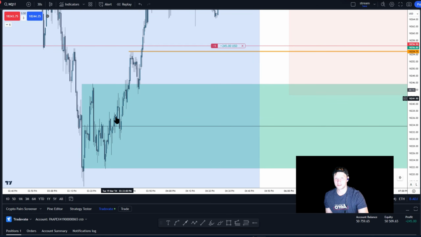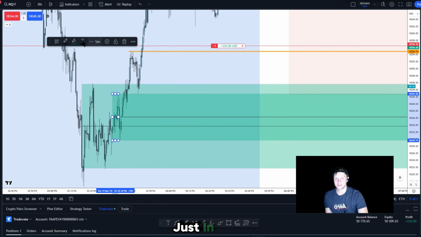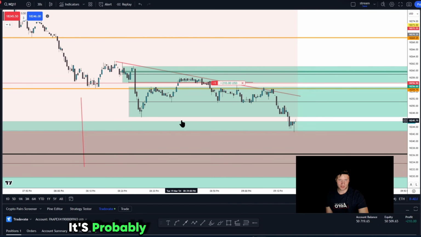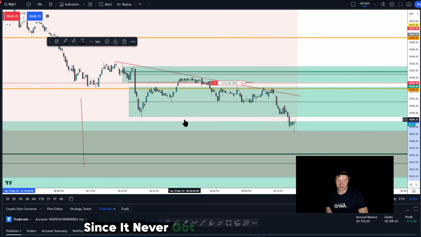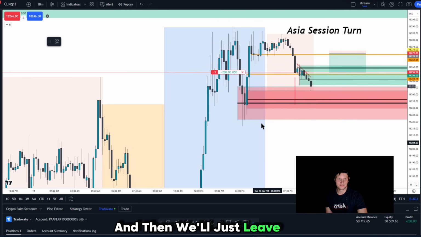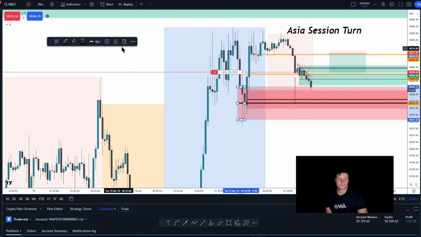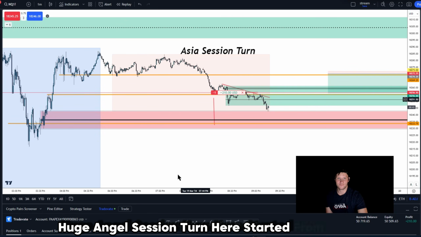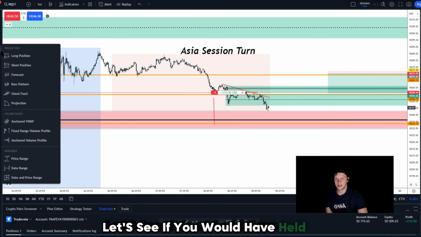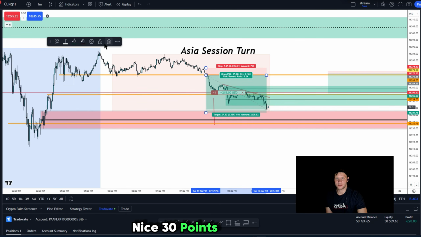So this is the last area here. There's another smaller one in here we'll highlight just in case. It's probably not going to be the big green one since it never got a bounce out of there. Let's go ahead and mark that off, and then we'll just leave the 50% of the doji on there where that's at. It's right there. Huge Asia session turn here. Started from there. Let's see if you would have held it. How many points would you have gotten so far? Whew. Nice, 30 points. Huge move.